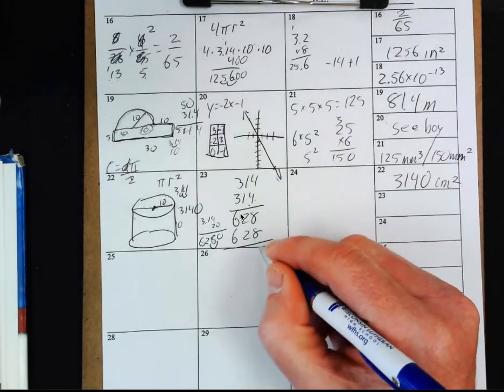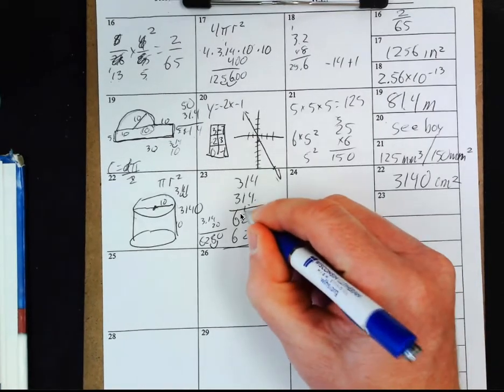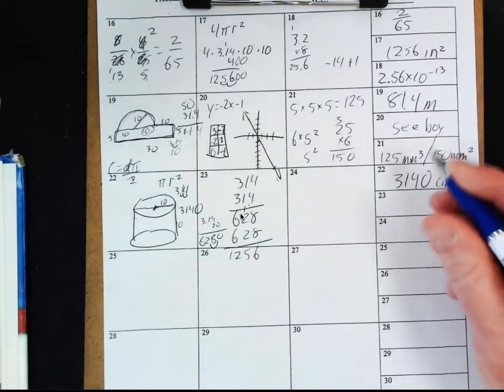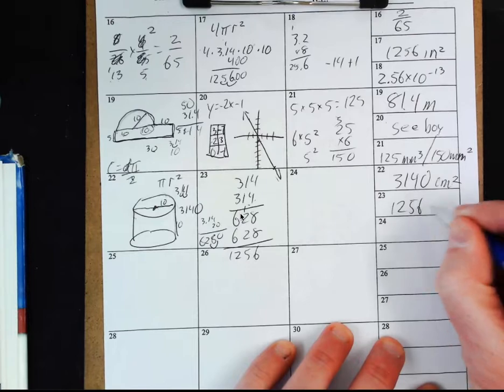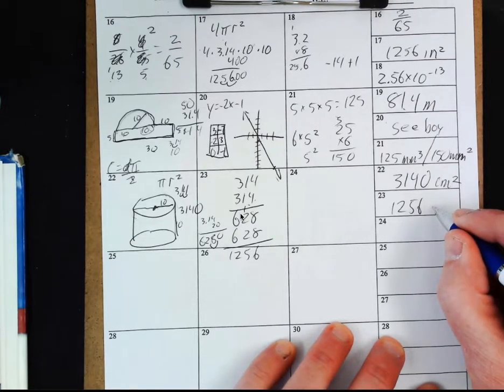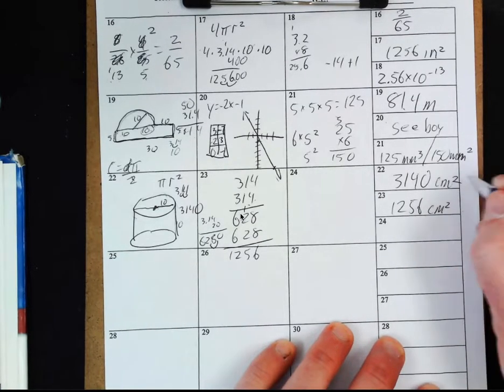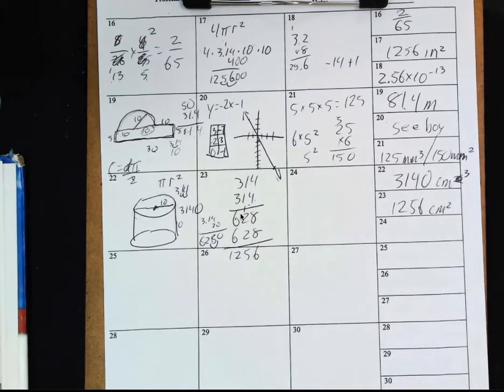Then I add that together. I get 16, carry the 1, that's a 5, that's a 12. So I have 1,256. This would be centimeters squared. I labeled that one wrong. That should have been centimeters cubed. 24. Find B, the measure at the right, and explain how you found them all.